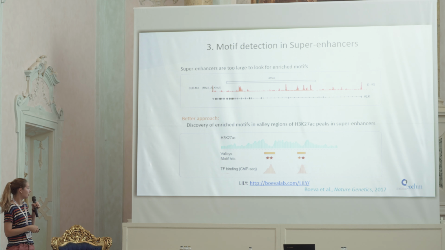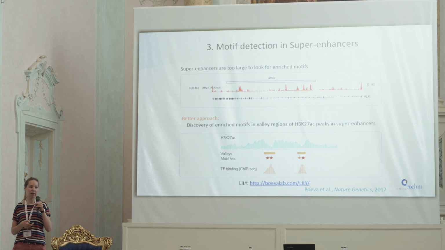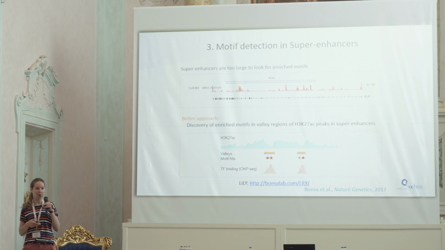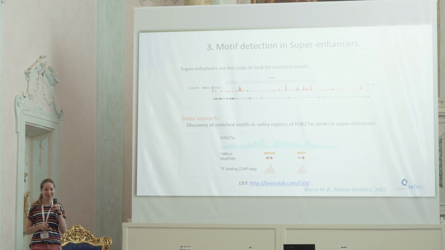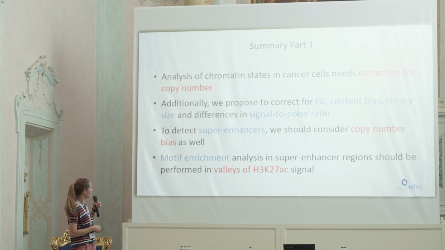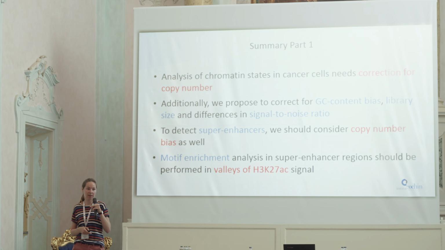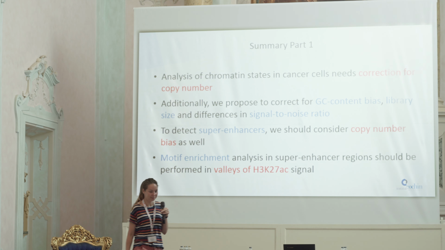So in our package Lilly, you can find a tool that will take your super enhancer regions and this density profile, and it will find these valleys for you so that we can do motif enrichment analysis only in these valleys. So all your p-values will be much more significant. All right, so this is the end of the methods part. The most important conclusion is that you have to explicitly correct for copy number when you deal with ChIP-seq data coming from cancer cells.